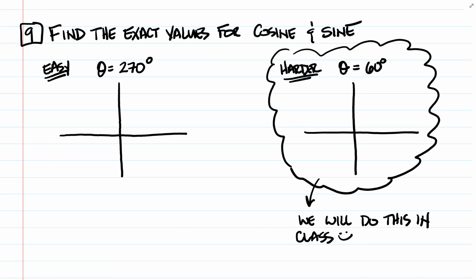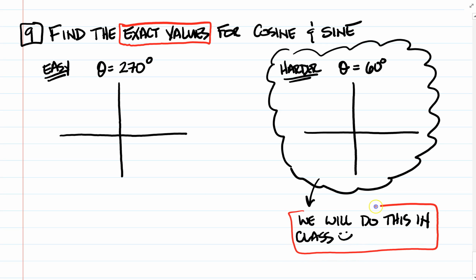Okay, congratulations, you made it all the way to box number 9, and it's only been 10 minutes and 12 seconds worth of video. So box number 9, we're going to find the exact values for sine and cosine. Exact values. I'm going to show you in the next lesson what I mean by exact values, but for right now, we're just looking for a non-decimal, non-repeating value, okay? So there's an easy one and there's a harder one. The harder one, we're going to do in class. So I need somebody to remind me to do this one in class, like for the quick start or something like that. So let's do a theta that's equal to 270 degrees.